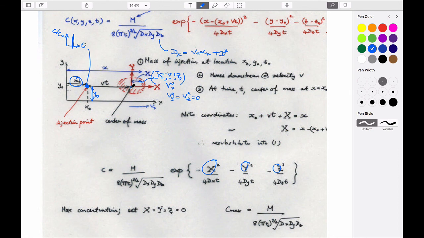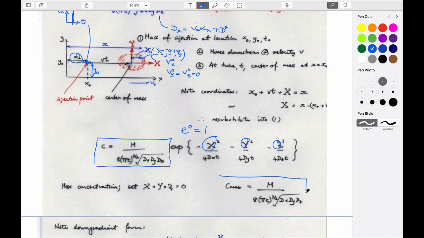If you look at the center of the plume, then by definition the coordinates for x, y, and z are 0. That means this term here is equal to 0, so it becomes 1. So e to the 0 is equal to 1. Which means that the maximum concentration that you have is just going to be this value here. That's exactly what this is. And so that's maybe a more intuitive way of looking at exactly what's going on.